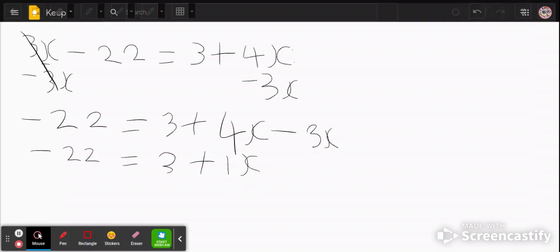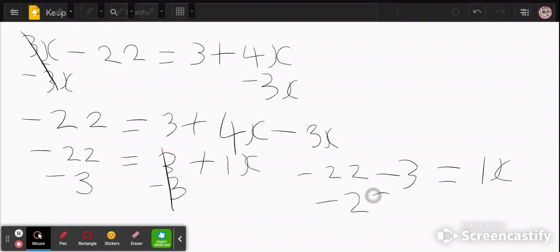All right. So now, being that we're down to an equation, we need to get rid of the number that's beside the term 1x, right? And that is 3. So minus 3 from both sides, right? So now we're left with negative 22 minus 3 is equal to 1x. And know that 1x is the same as x, right? So therefore, negative 22 minus 3 will give us negative 25. So negative 25 is equal to 1x. So that's our answer.